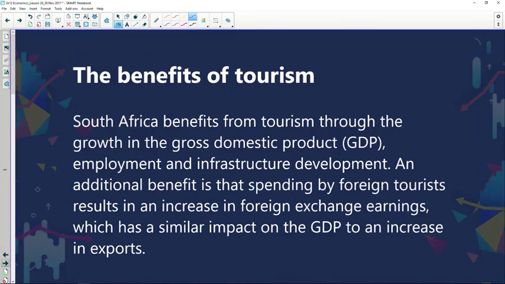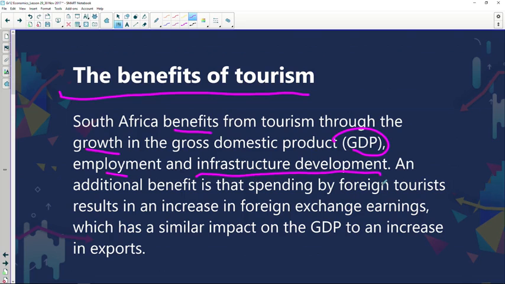Okay, all right, so let's move on to our next discussion. And now we are going to look at the benefits of tourism. So we've been talking about tourism and its contribution to the GDP, dealing with the issue of employment, and also trying to ease the poverty in our society as well.